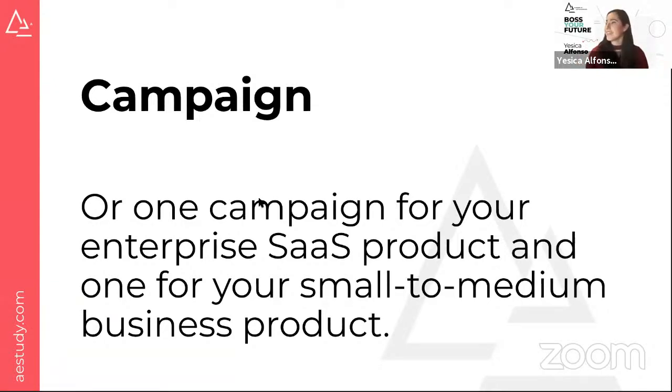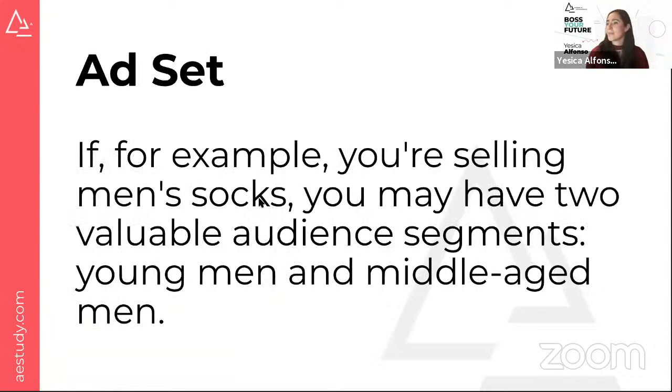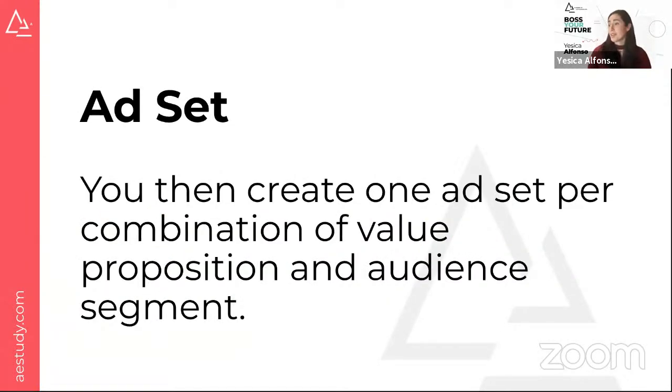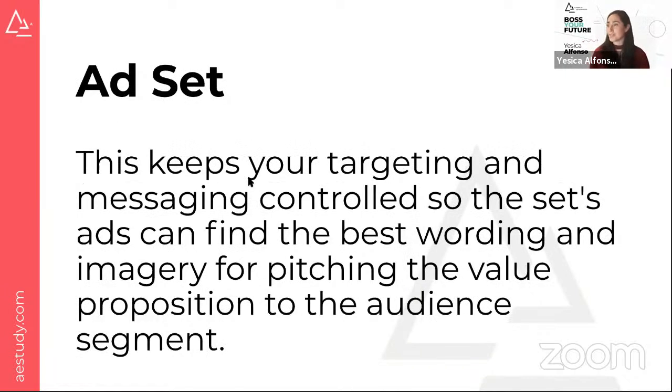An ad set is if you're selling male socks and you have the audience segment. So maybe you have young men and middle-aged men. For each, you may pitch distinct or overlapping value propositions, such as quality, beautiful, or unique. You then create one ad set per combination of value proposition and one audience segment. This keeps your targeting and messaging controlled, so that you can find the ads with the best wording, imagery for pitching, and proposition as well.